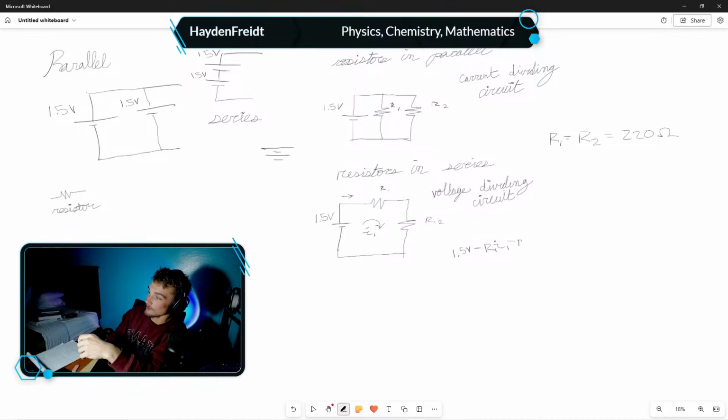Okay, minus R2, which just so happens to be the same value as R1, so we could say R1, right? But we're going to say R2 because we're going to specify, because it might not always be the same value of resistance, although it's always the same current. And now this, according to Kirchhoff's rule, equals 0, okay?